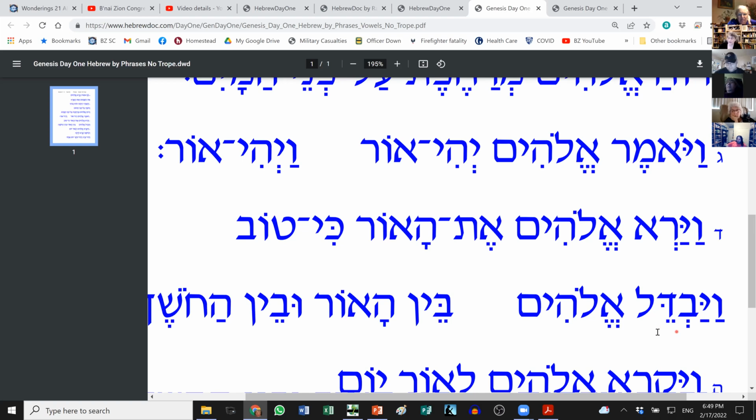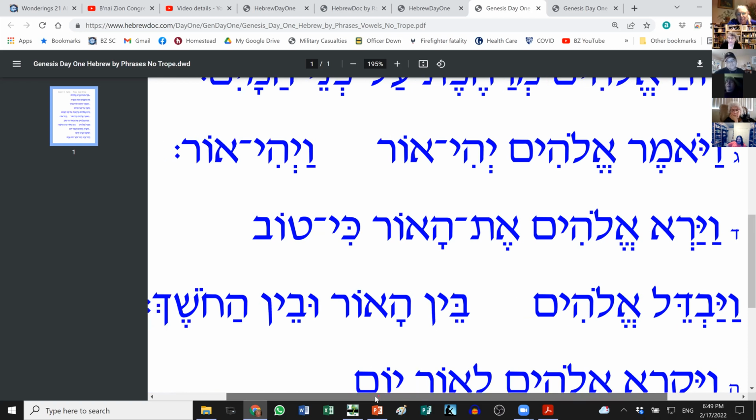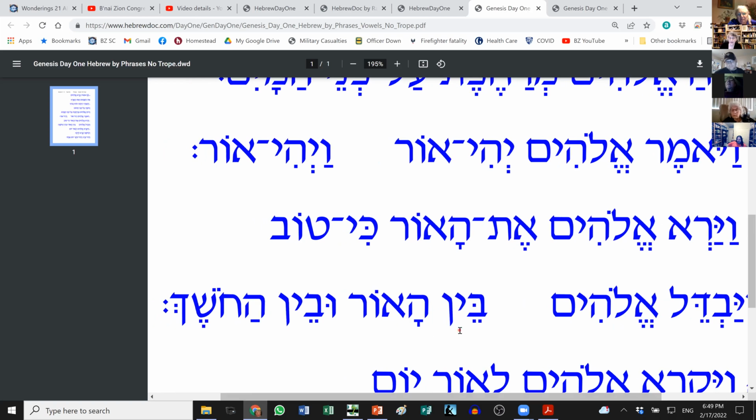Vayavdel, and God separated, distinguished, like Havdalah, when you separate the holy from the rest of the week, or the sacred from the profane, or the weekdays from the holy day. Vayavdel Elohim, and God separated Bein Haor, between the light, Uvein, and between. What happened to that dot in there? Well, it came after an U. Uvein hachoshech, and between the darkness came between. So God separated between the light and between the darkness.